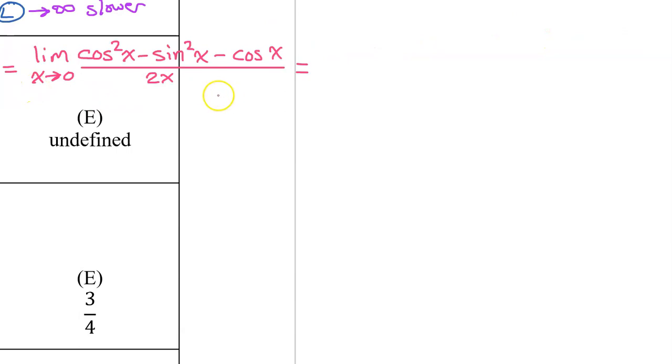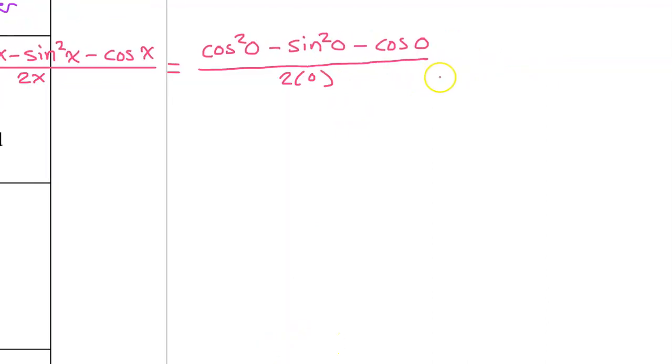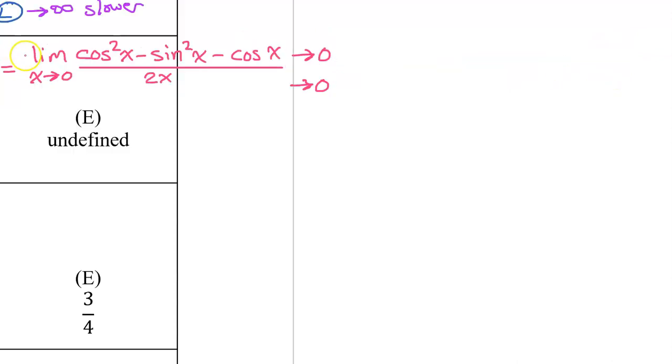Let's see what would happen if we did direct substitution now. At first, we have this. But we know that cosine of 0 is 1, so we would have 1. Sine of 0 is 0, so that's 1 minus 0. Cosine of 0 is 1, so that's minus 1. 2 times 0 is 0. 1 minus 1 is 0, so we are still getting 0 over 0.